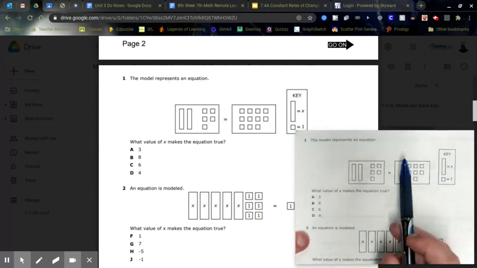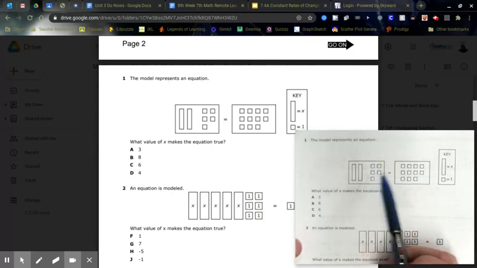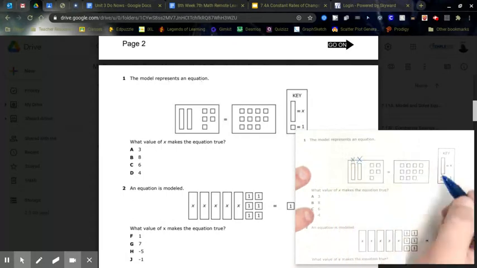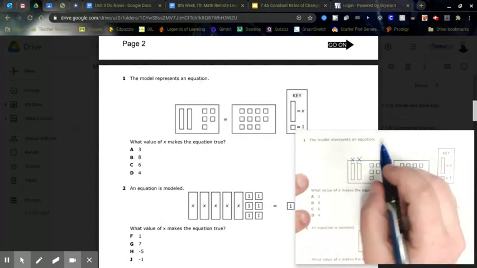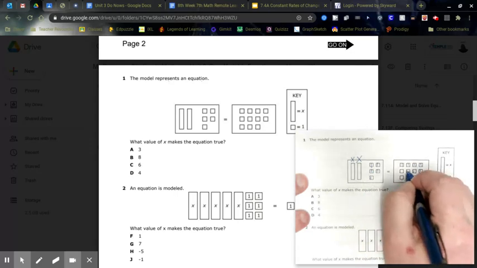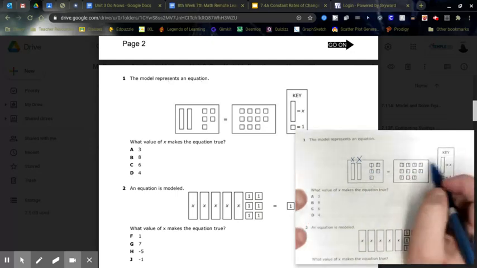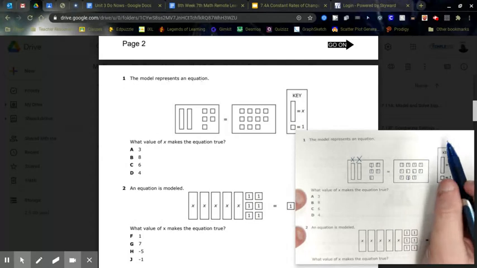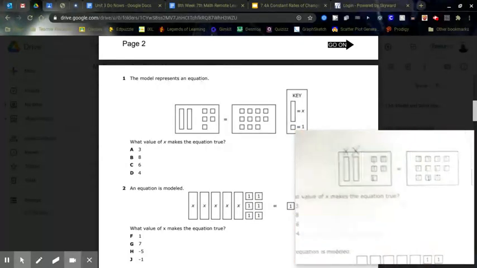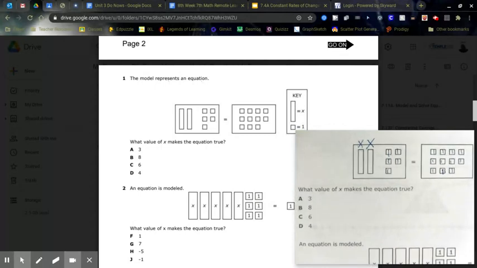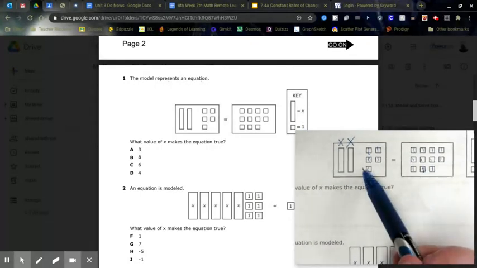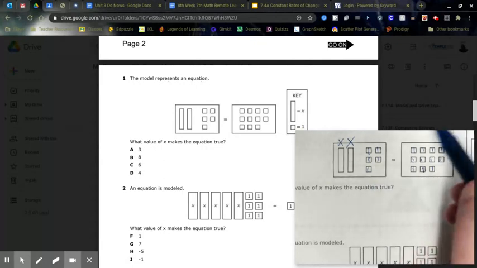The model represents an equation where the long ones are x, so these long ones are x. I'm going to label them x. And these are the ones. 1, 1, 1, 1, 1. Okay, so what value of x makes the equation true? Okay, so remember, when they're both positives or both negatives, we can just cross them out.